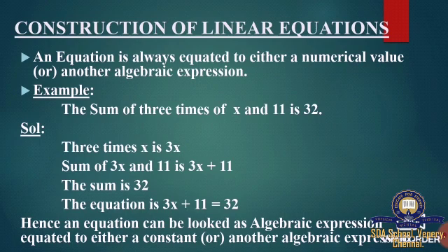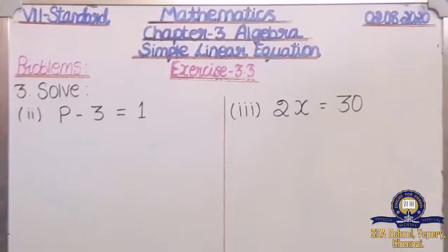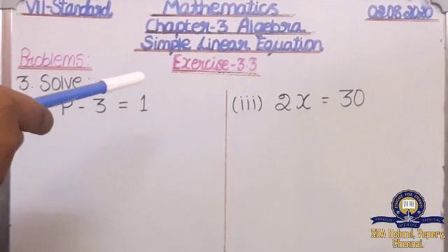And solving of a linear equation is nothing but this: when we form the linear equation, after that we need to find the unknown variable given here. So after finding the unknown variable, solving that equation is known as the solving of a linear equation. Now we move on to the problems in exercise 3.3.